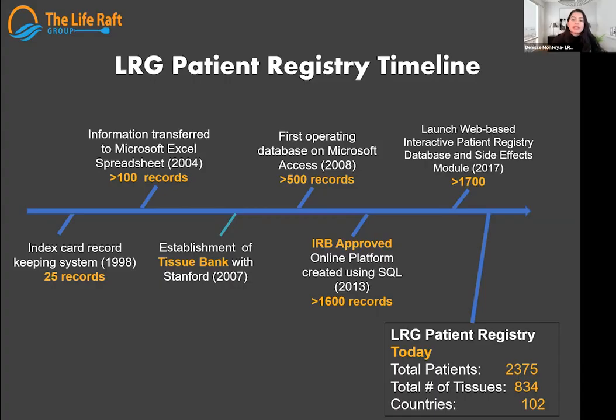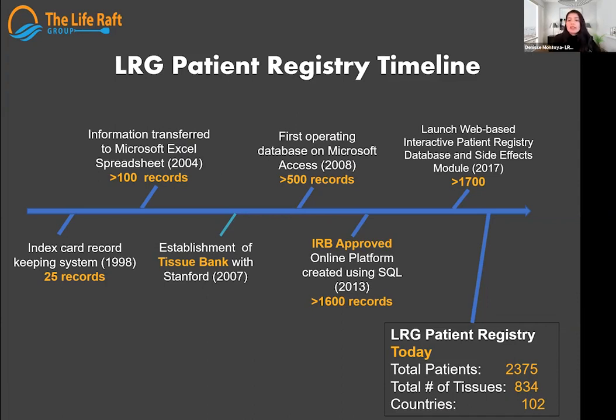So, just a little timeline of how the registry started. Everything started with our executive director. He's very curious, and his wife happened to be diagnosed with GIST. So he started to collect data about GIST with a very small group of patients. He started collecting index cards on his kitchen table, seeing patterns of GIST, and in regards to the clinical trial for Gleevec back in the day.